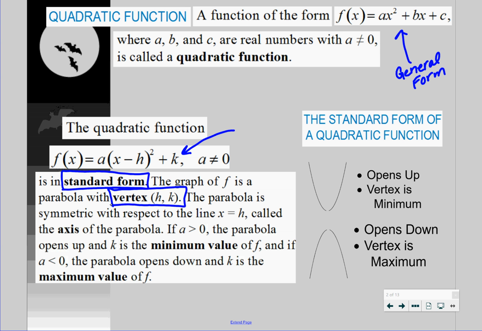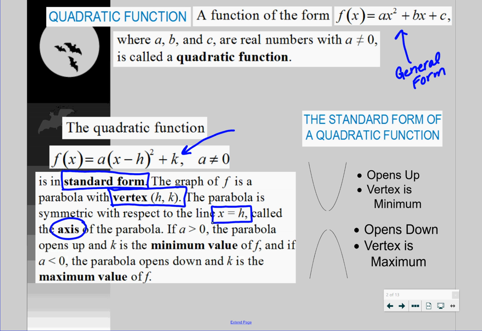The vertex of the quadratic, which we know makes a parabola shape, that U shape, is either the highest point or the lowest point. That's going to be h and k in that standard form. Also, we're going to have an axis, sometimes called an axis of symmetry. That is going to be x equals h. The x equals there is really important because it's a vertical line. It's going to be a vertical line that goes right down the middle of your parabola. So that's what makes it symmetric on either side. If you were to perform a reflection, the parabola would look the same.